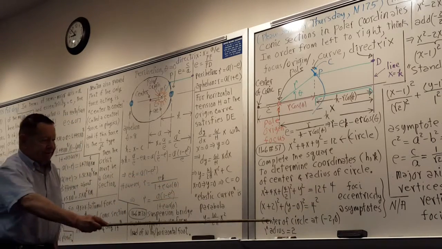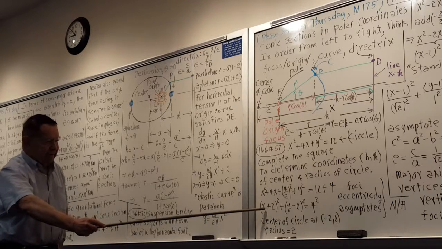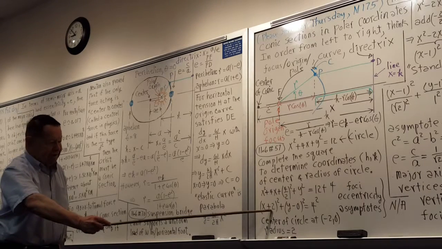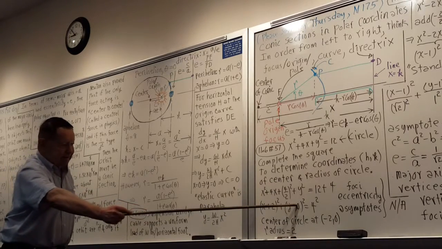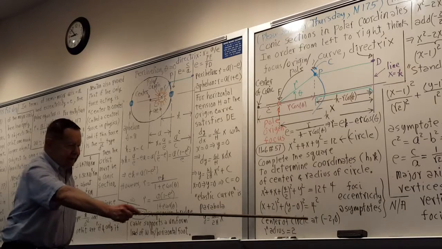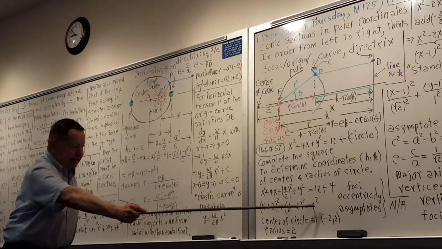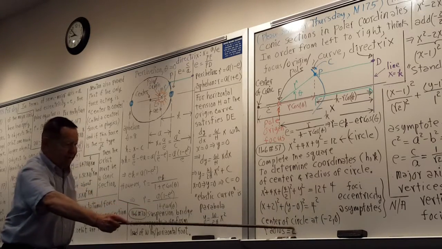So the center of your circle, you set this equal to 0 and solve for the x value, so that's minus 2. Set this equal to 0 and solve for y, so that's 0. And then the square root over here is your radius.